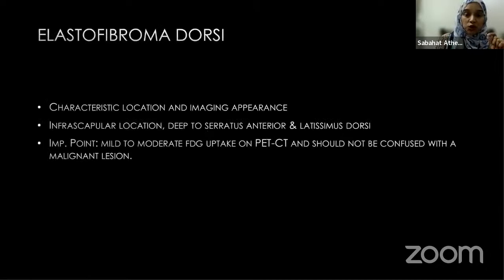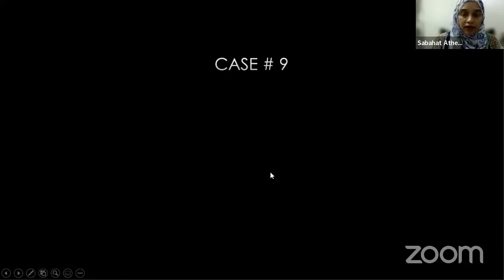Now, a few things which you should remember about elastofibroma dorsi. As I said, characteristic location: infrascapular, deep to the serratus anterior and latissimus dorsi. And it does show mild to moderate FDG uptake on PET-CT. So please do not get it confused with a malignant lesion, with something sinister. No, it's not. They do end up showing mild to moderate uptake, elastofibroma dorsi, and it's a totally benign pathology. Okay, going to the next case.